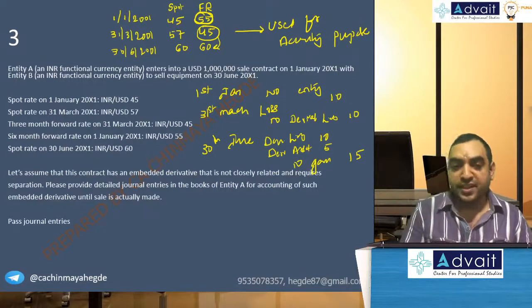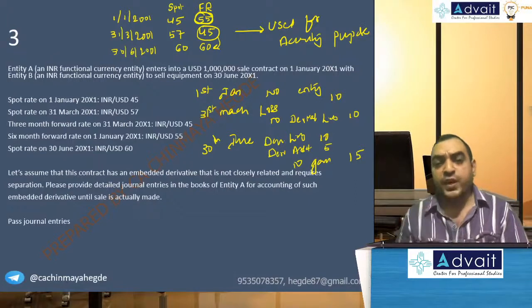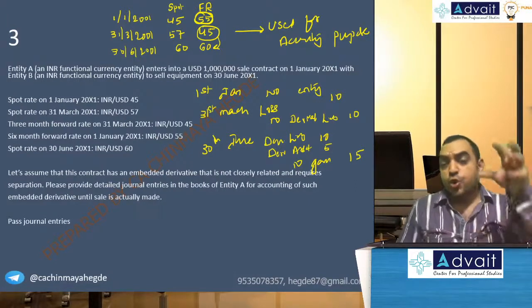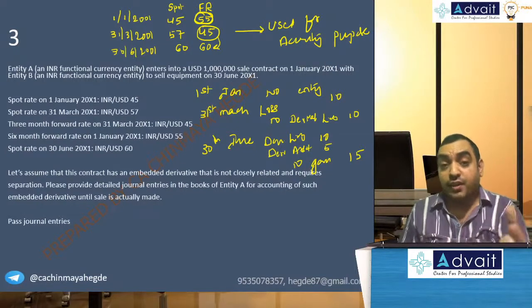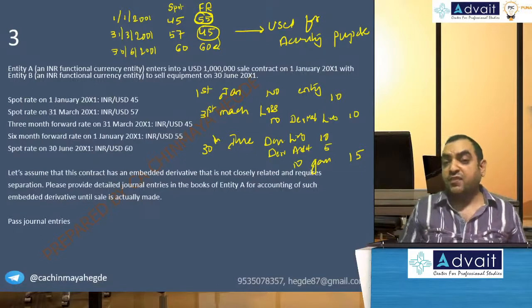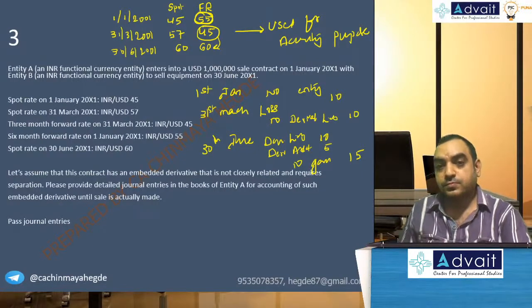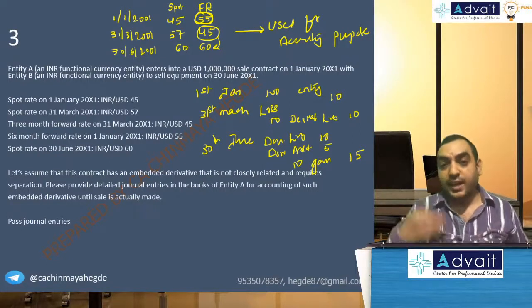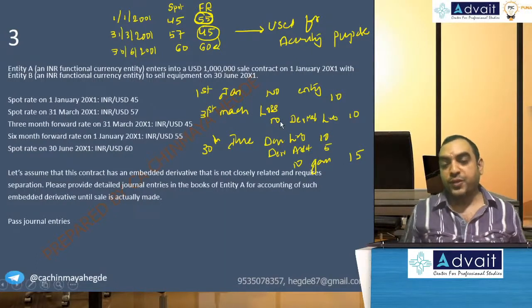I'm yet to pass the entry for the sale, but is this entry clear? On 1st of January, no entry. On 31st of March, notionally you are going to receive dollars at 55 rupees. You are entering into a contract to receive the dollar at 55, but the dollar is now 45. Therefore, 10 rupees you have lost. And then it became 60, so 15 rupees you have gained. So 15 rupees gain.